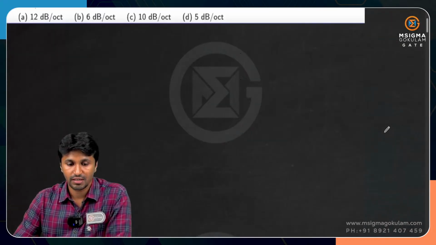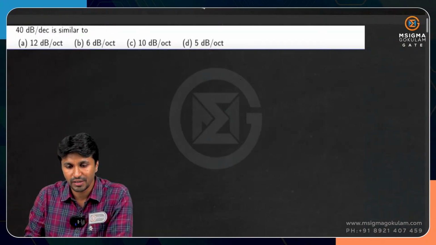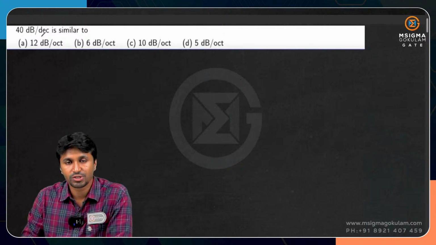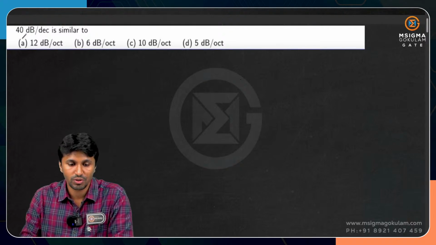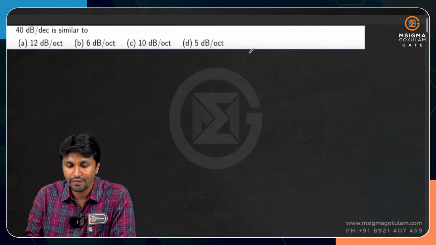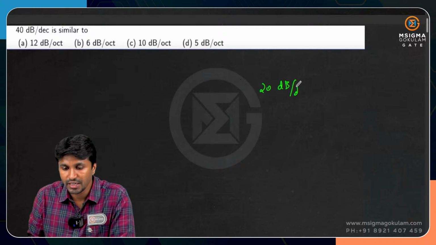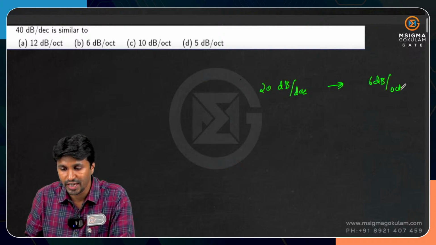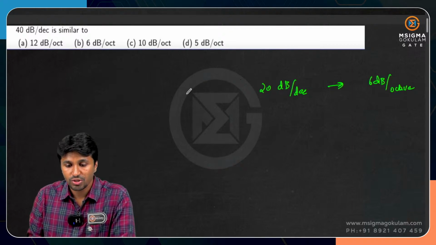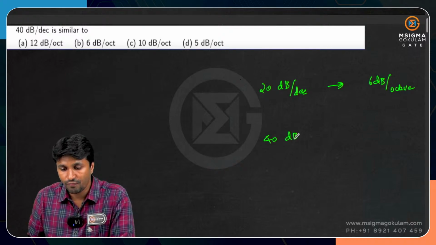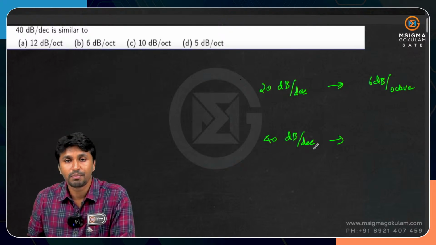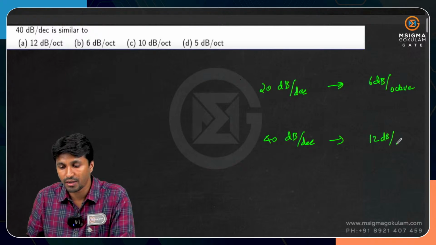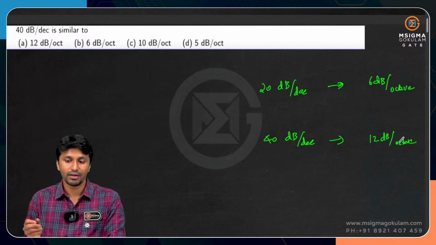So look at the next question. This is very simple. Look at this one, 40 dB per decade. This is a question from control systems. We know that 20 dB per decade is equivalent to 6 dB per octave. He is asking you to find the equivalent of 40 dB per decade. Since 20 dB per decade is 6 dB per octave, 40 dB per decade is simply 12 dB per octave.